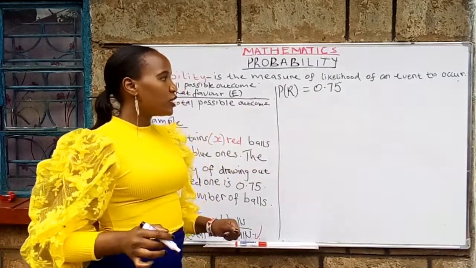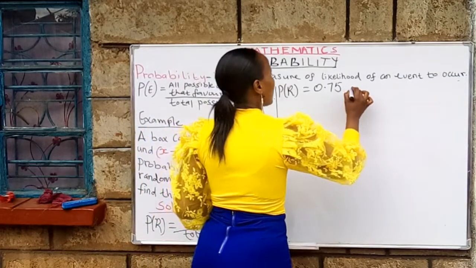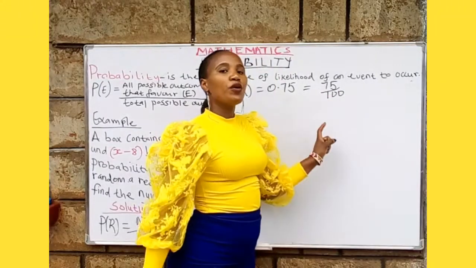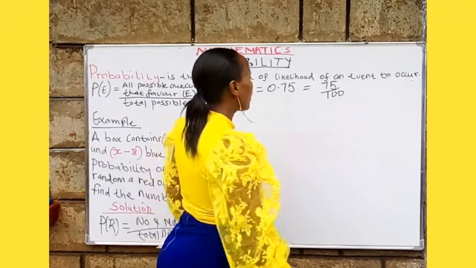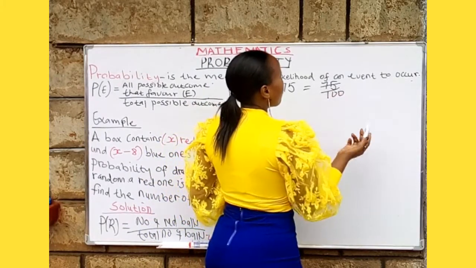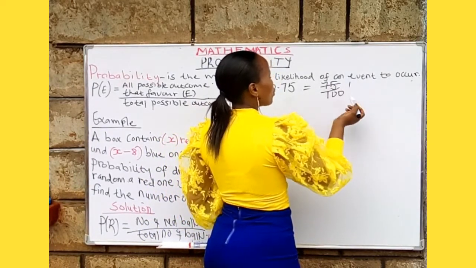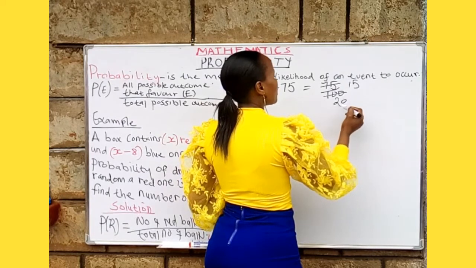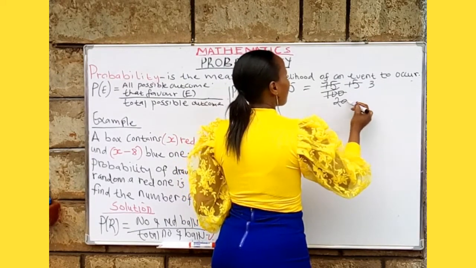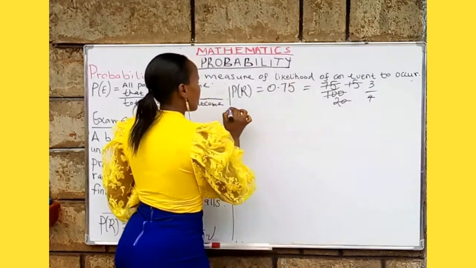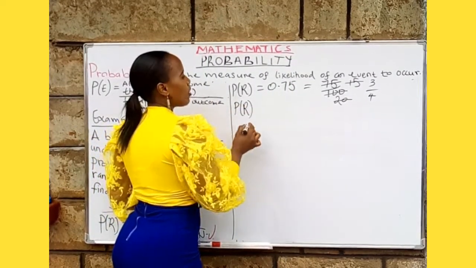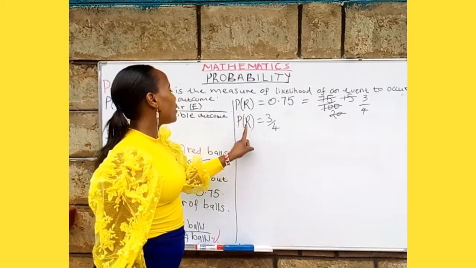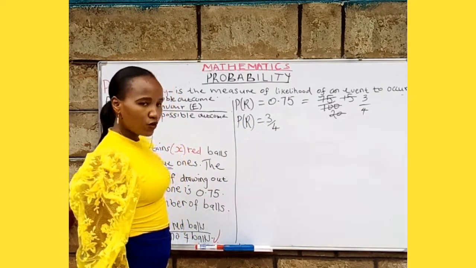So I'm going to change this into a fraction. This one I will just simply do like this: 75 divided by 100. Maybe we can simplify it completely. We can divide by 5: 75 by 5 is 15, 100 by 5 is 20, and by 5 again we have 3 over 4. So the probability of drawing a red ball in fraction form is 3/4.